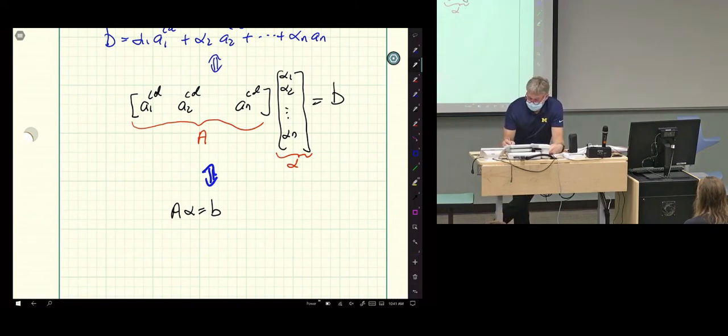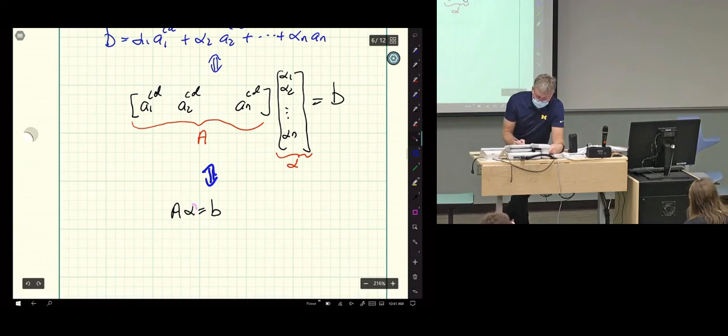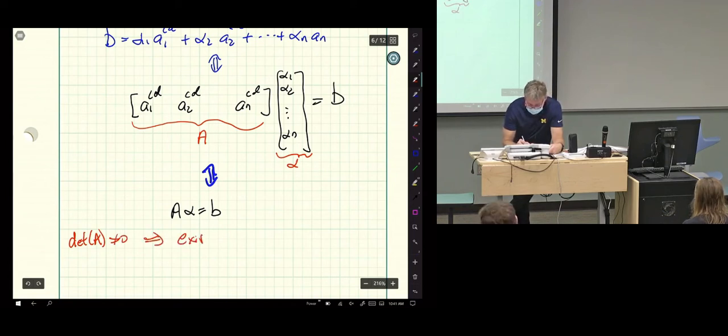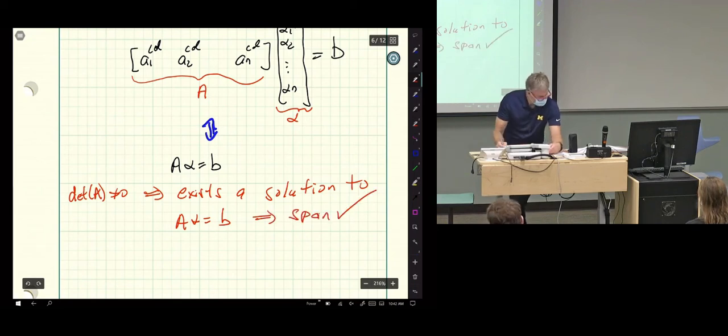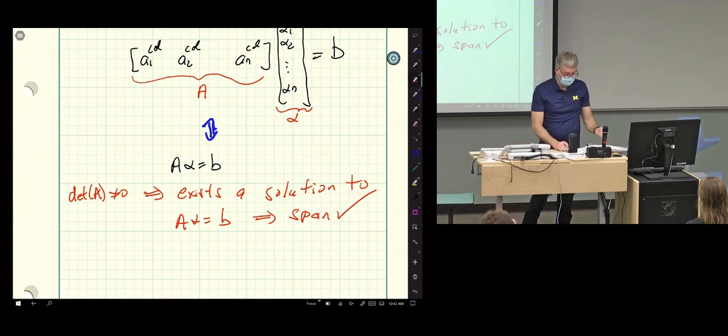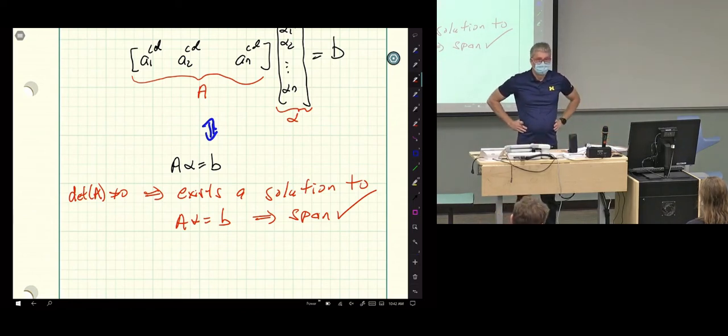So does there exist alpha in Rn such that A times alpha equals B? And the answer is yes, because determinant of A not equal to 0 implies there exists a solution. We don't care about uniqueness here. That implies we've checked the span property. Check. So the span is all of Rn. Make sense?